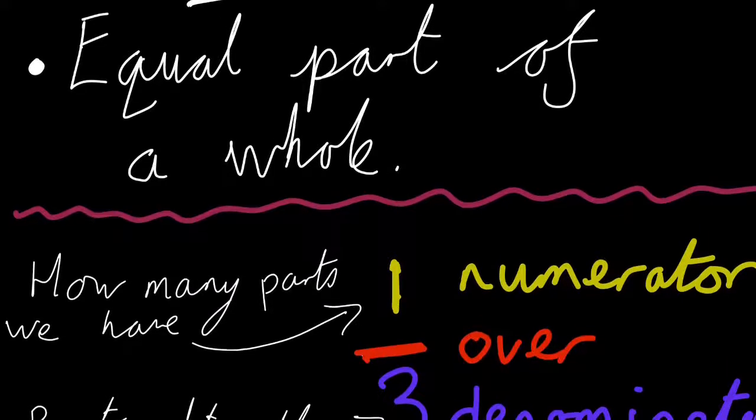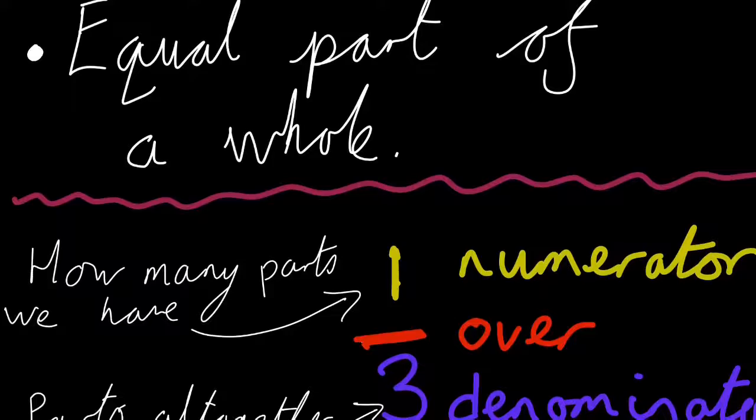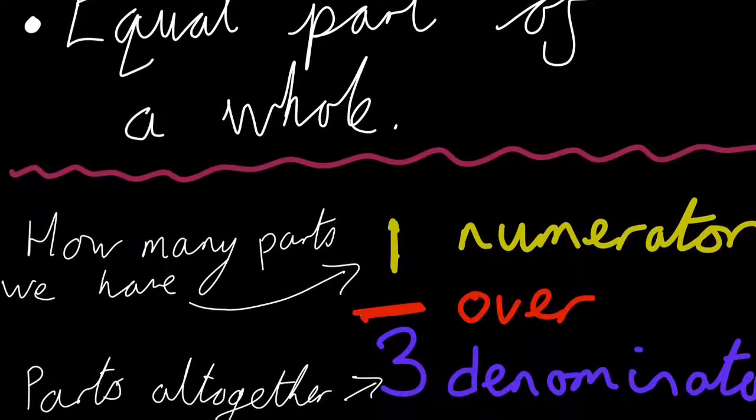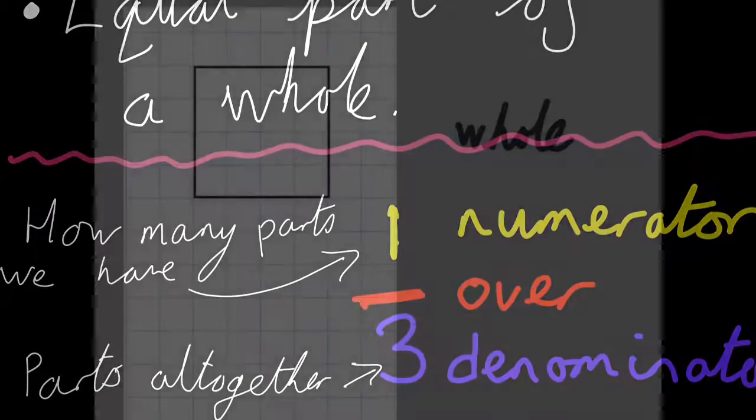A denominator is how many equal pieces our whole has been split into, whilst our numerator is how many of those pieces we have. When thinking about fractions, we need to consider the whole. That might be a whole cake, pizza, car, person, anything. And it's important to remember that the size of the whole can change.